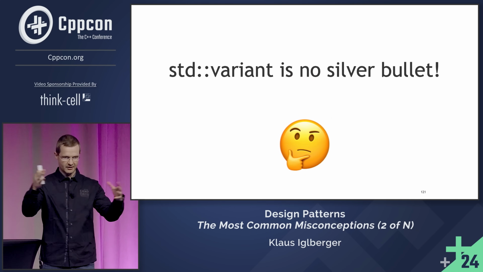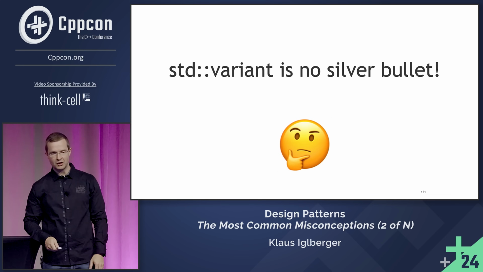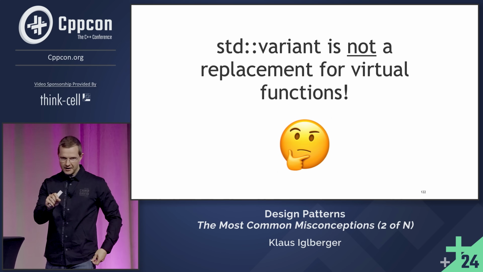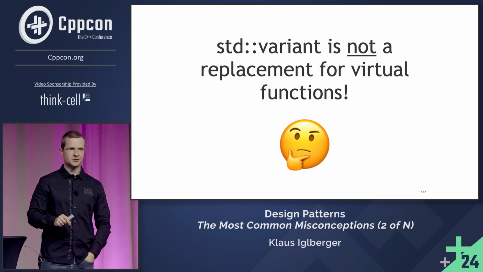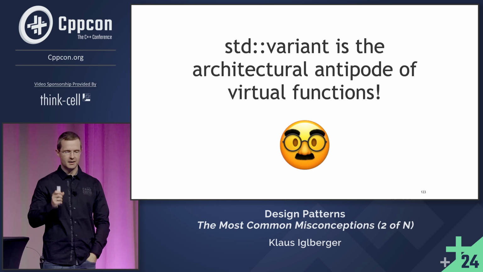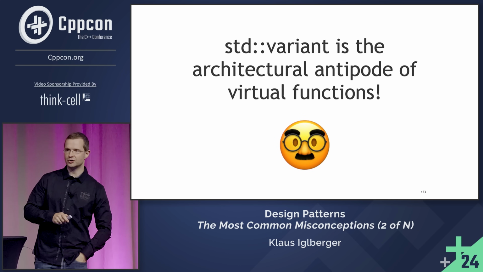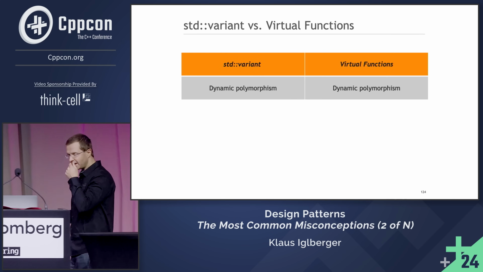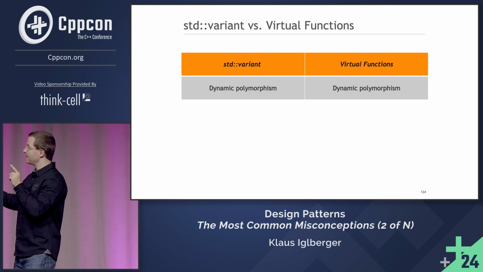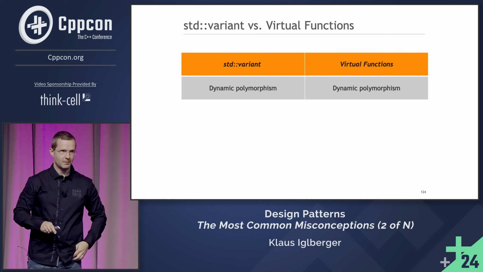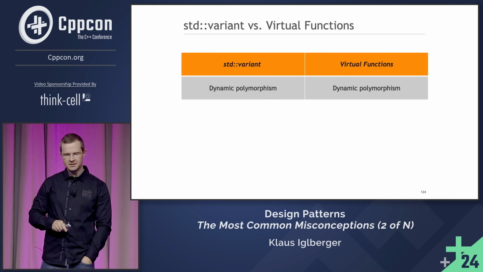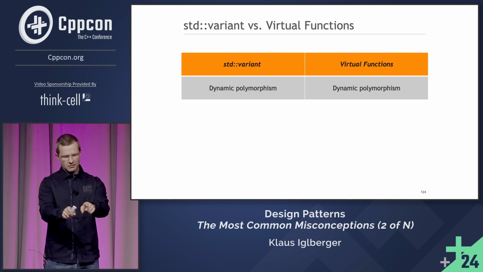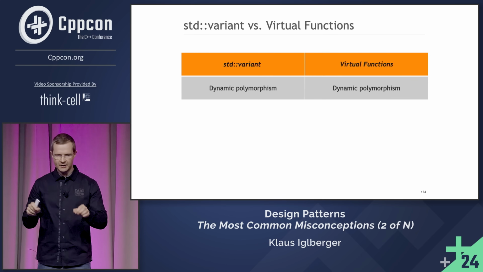So state variant is not a silver bullet. It's not the one solution that helps us to make code more modern or faster. No, and most specifically, now with underlining, state variant is not a replacement for virtual functions. On the contrary, it's the opposite. State variant is the architectural antipode of virtual functions. So if you compare these two quite quickly, then first of all, I should mention that both are dynamic polymorphism. Also in the past 2 years, I've seen so many abstracts, people putting state variant in the static polymorphism regime. That was strange. So let it be said, both are dynamic polymorphism.